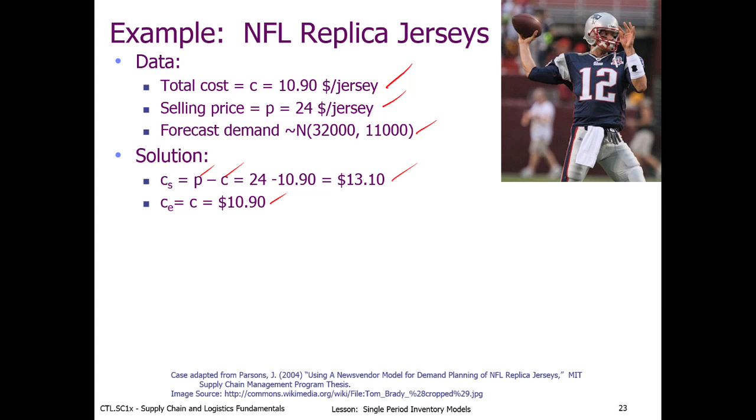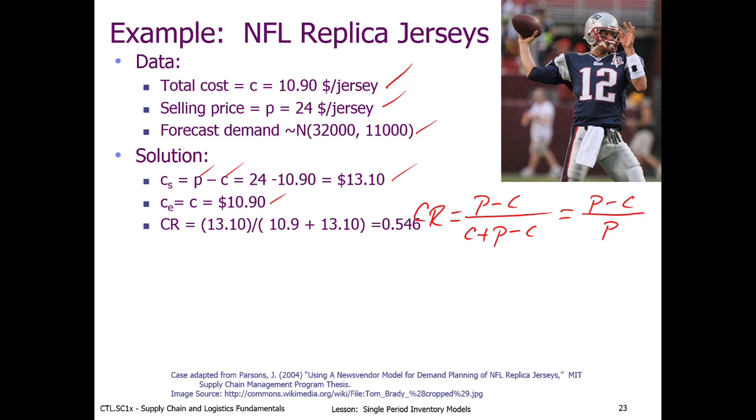So I want to come up with my critical ratio, which is going to be equal to the CS, the cost of the shortage, which is P minus C. Divide that by the sum of the cost of the excess and the cost of the shortage, which is C plus P minus C, which simplifies just to P minus C over P. So this becomes my critical ratio, which if I just look at the numbers, do the math, comes out to 0.546. So this means that I want to cover 54.6% of the demand distribution.